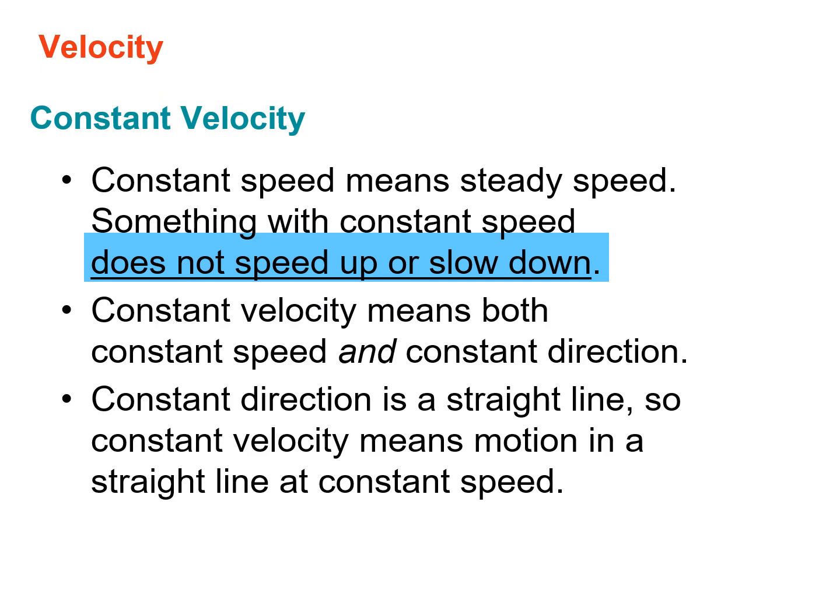Here's one way to see the difference. If I say something is going at a constant speed, that means anytime I check its speed, the number will be the same. But if I say it's going at a constant velocity, not only is its speed the same, but its direction is the same. It's going the same straight line that it was going before.